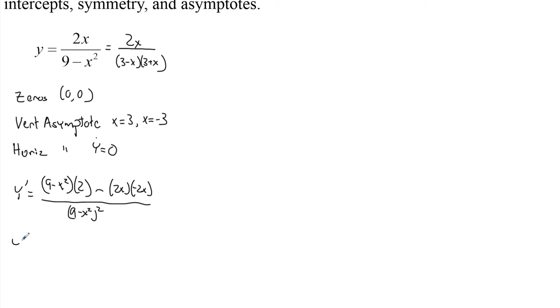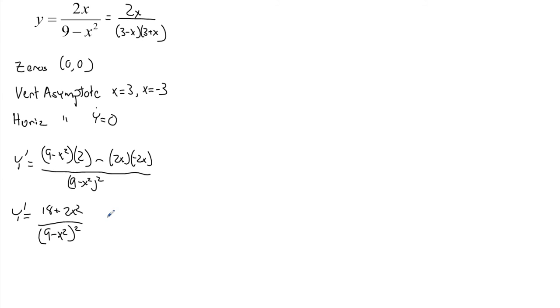And so simplifying my y prime here, if I distribute my 2's, I'll get an 18 there, and I'll get minus 2x squared, and then this thing will become plus 4x squared. So negative 2x squared and positive 4x squared will give me positive 2x squared. And that's going to be all over 9 minus x squared, quantity squared.